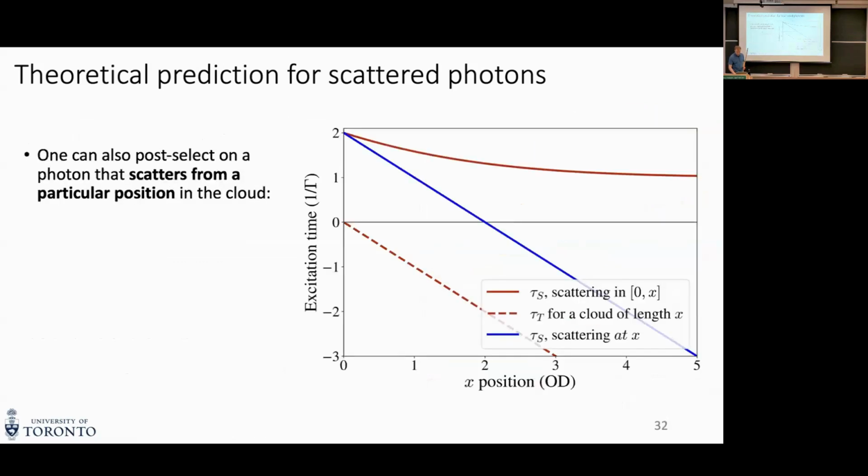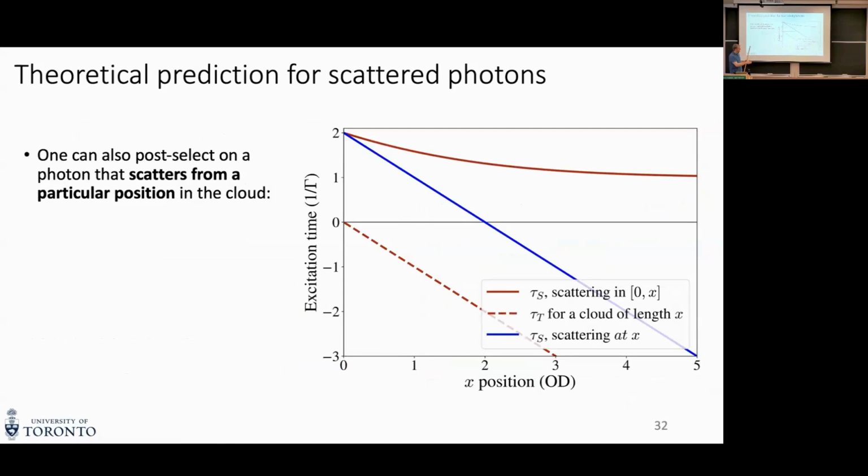Okay. So now for what we plan to do next. What I just talked about was this time due to transmitted photons and time due to scattered photons. But it turns out that you can go further than that if you want to. You can post-select on a photon scattering from a particular position within the cloud. And that turns out to be quite interesting.